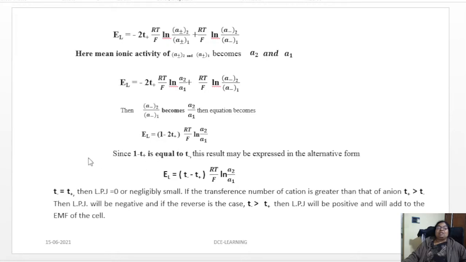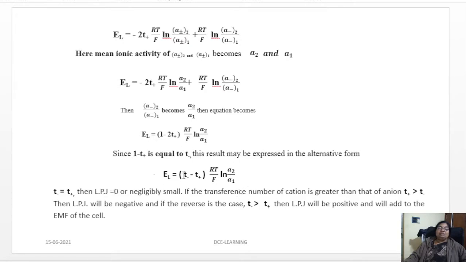Since 1 minus t plus is equal to t minus, this can be expressed in the alternative form: E_L equals (t minus minus t plus) RT by F ln of a2 by a1.